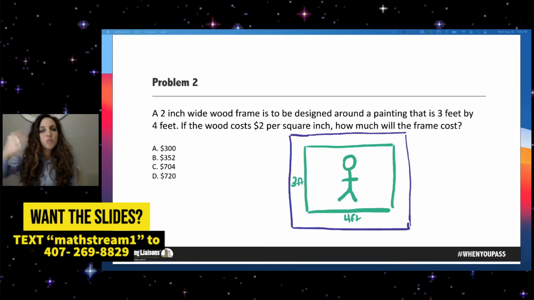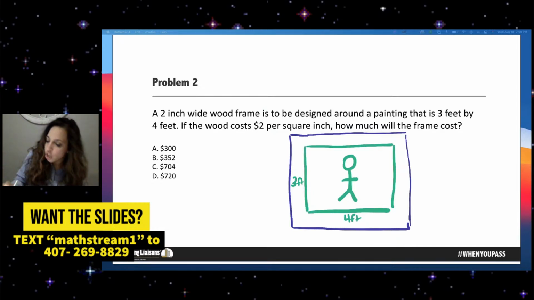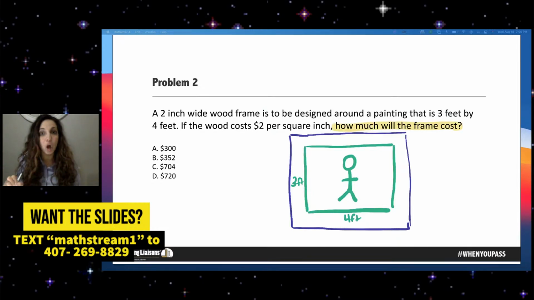And what is it asking us? That's the first thing we want to go to every single time we're solving a problem. We want to understand what this problem is. We want to figure out what we're doing. We want to problem solve it, and then we want to solve it. So we really need to understand the problem, make a plan, and then solve it. So how much will the frame cost? So we're looking for the cost of this frame.